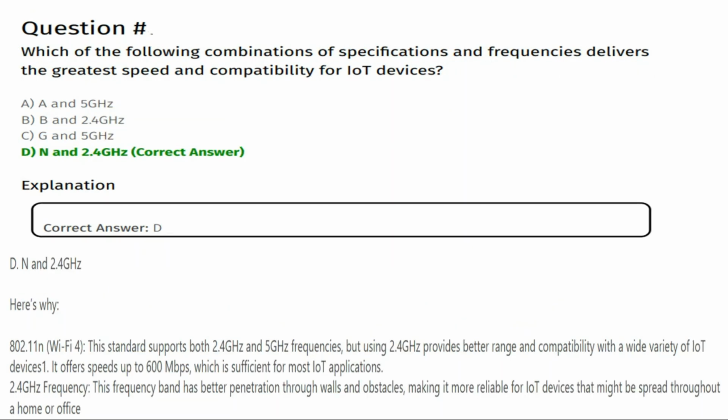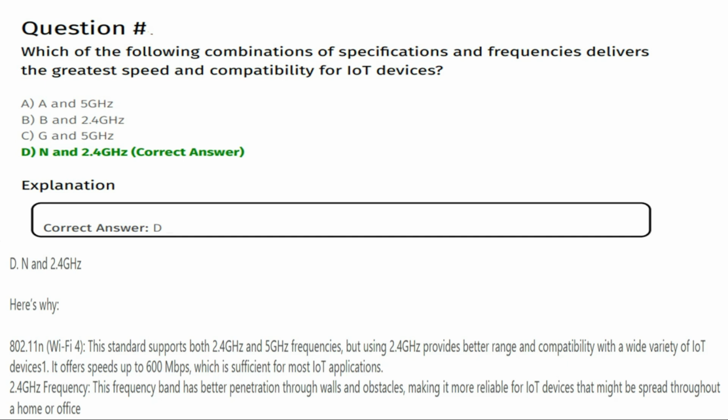Next question is which of the following combinations of specification and frequencies delivers the greatest speed and compatibility for IoT devices? First option is A and 5 GHz. Next option is B and 2.4 GHz. Next option is G and 5 GHz. And last option is N and 2.4 GHz. And the correct answer for this question is option D, N and 2.4 GHz.